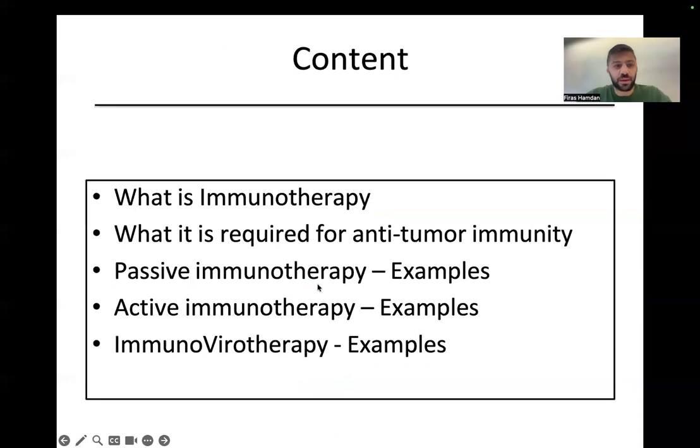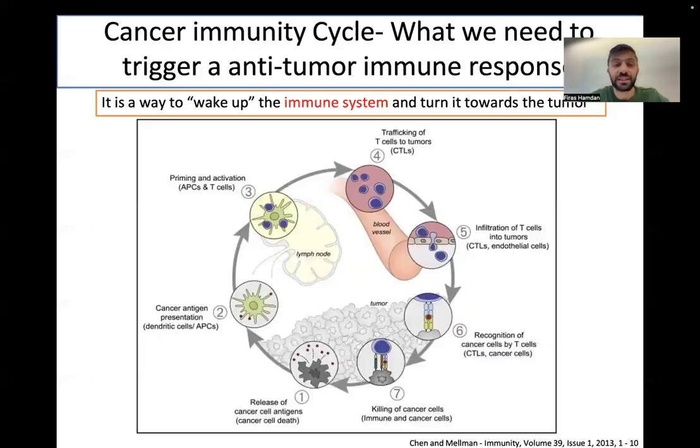So the content today is that we're going to talk about what immunotherapy is, what is really required for anti-tumor immunity, and then we're going to give you different examples of cancer immunotherapies, which you can put into three categories: passive immunotherapy, active, and a new type that Vince came up with, which he called immunoviral therapy. We'll be talking about all these different examples. Today it's going to be a lot about different drugs in the clinic, very much therapeutic based.